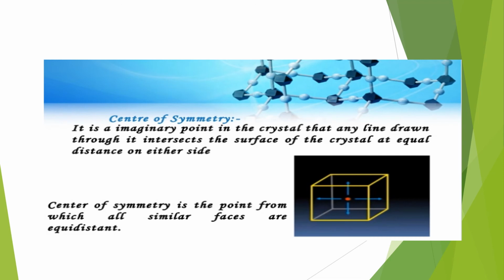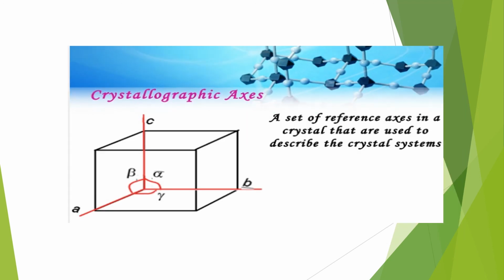Center of symmetry is an imaginary point in the crystal such that any line drawn through it intersects the surface of the crystal at equal distance on either side, just half. Center of symmetry is a point from which all similar faces are equidistant. Crystallographic axis is a set of reference axes in a crystal that are used to describe the crystal system.